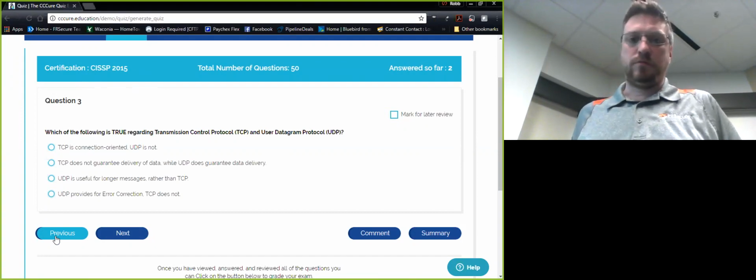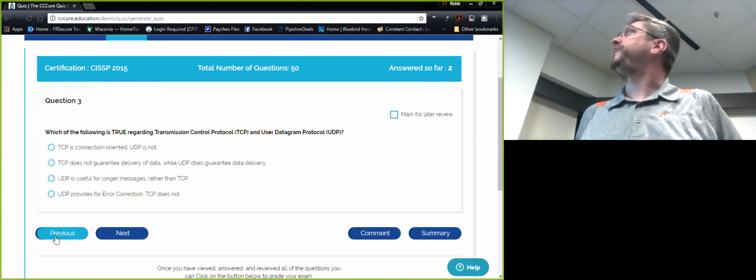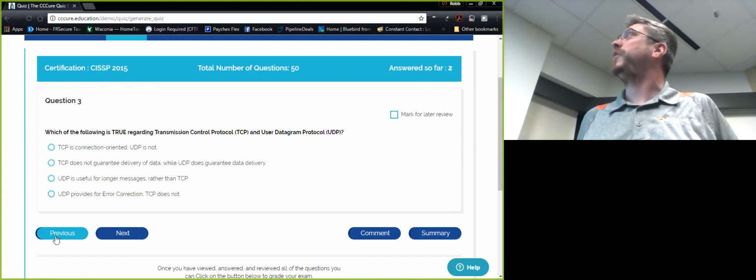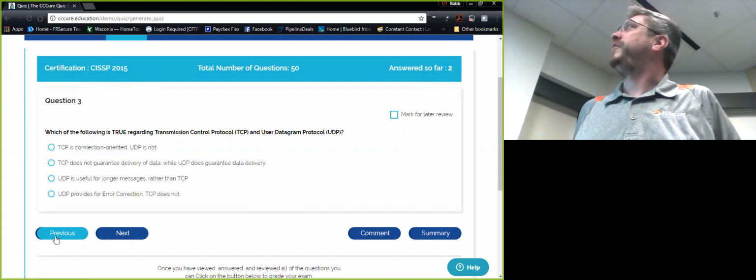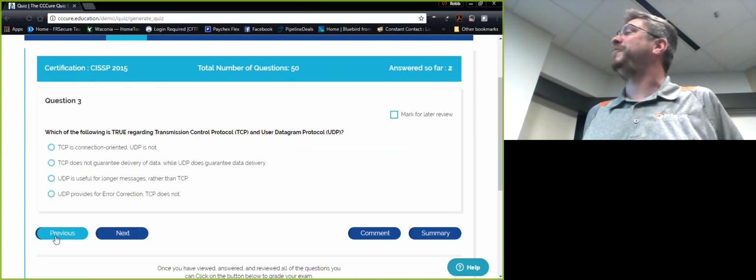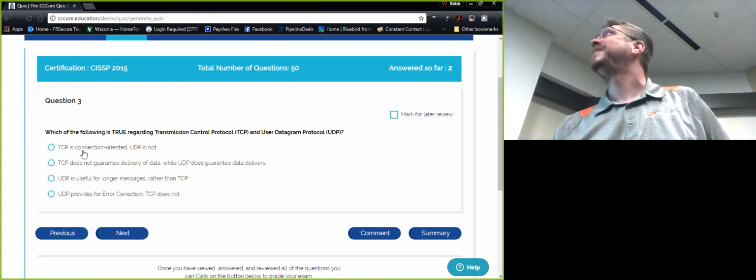Oh, I see. Which of the following is true regarding TCP and UDP? TCP is connection-oriented, UDP is not. TCP does not guarantee delivery, while UDP does guarantee delivery. UDP is useful for longer messages rather than TCP. UDP provides error correction. So if TCP guarantees delivery, I should get my money back.